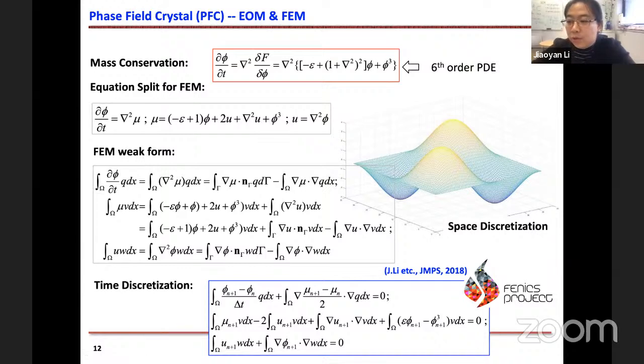All numerical implementation is performed on the platform of FEniCS, which I would say is a very user-friendly platform. It provides a Python interface for users to implement customized or newly derived equations to be solved with the finite element method.